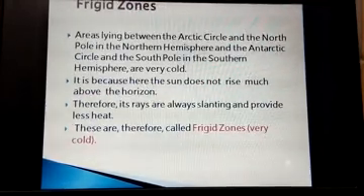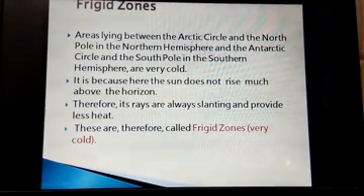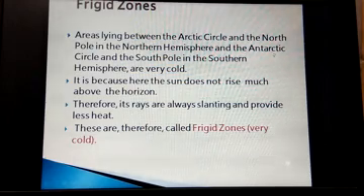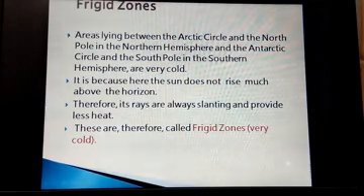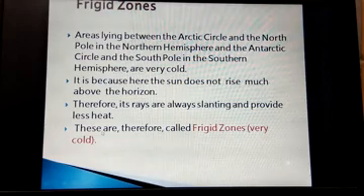Last is the frigid zone. The area lying between the Arctic Circle and the North Pole in the northern hemisphere, and the Antarctic Circle to the South Pole in the southern hemisphere, is very cold. That's why it's known as frigid zone. It is because here the sun does not rise much above the horizon. Sun rays are unable to reach there.